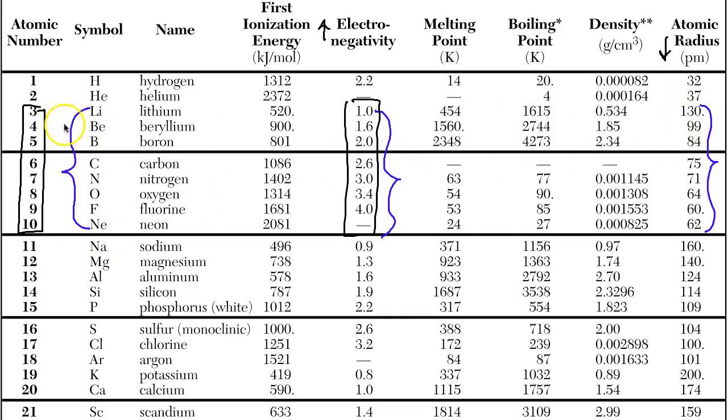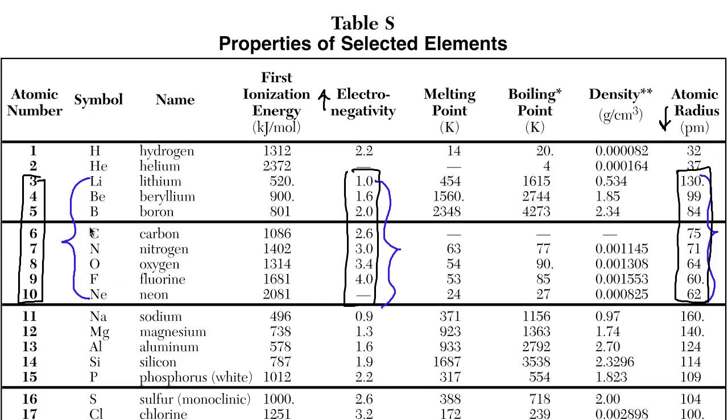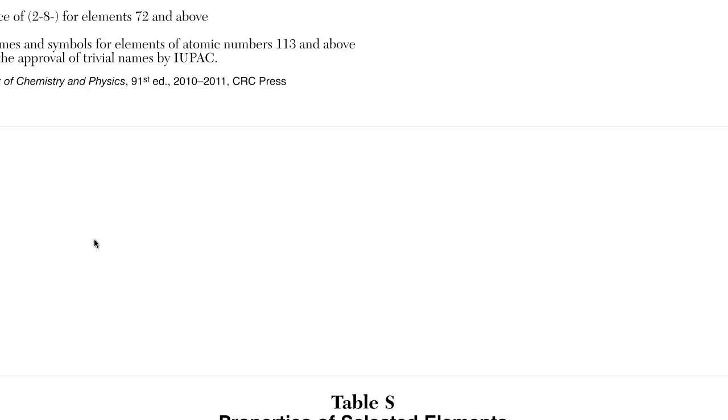And if you didn't know that lithium to neon is period 2, you can go to the what? The periodic table to see that. And of course, the atomic radius decreases. This is right off table S. Now, of course, you had to know lithium to neon is period 2. And again, that would be right from your what?